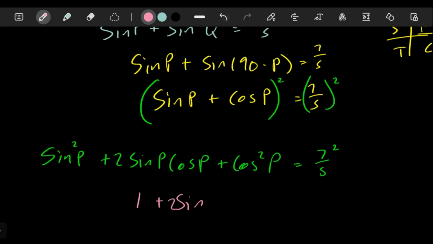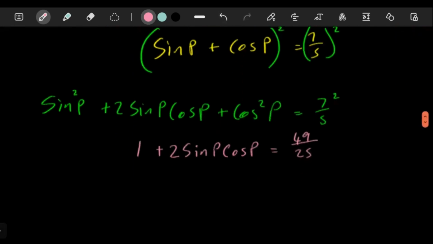And then the 1 basically replaces those two terms. This is 2 sine p cos p, equal to 49 over 25. And then obviously the 1 goes to the other side: 2 sine p cos p is this whole thing here minus 1.